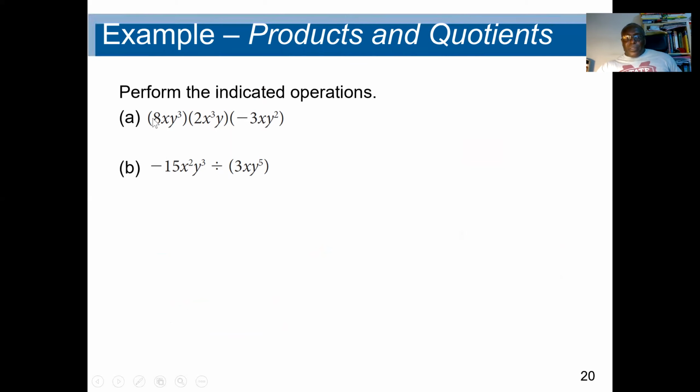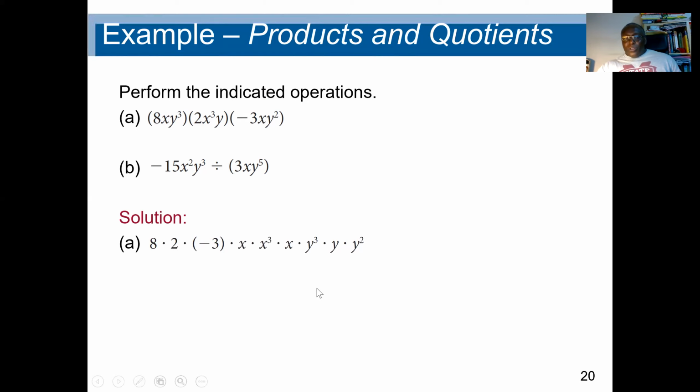Now let's solve more examples here, product and quotient. Here I have 3 terms. In multiplication, just multiply everything. So we get 8 times 2 times negative 3. Then x times s cubed times x. Then y cubed times y squared. So what we're doing, we just multiply all the terms.